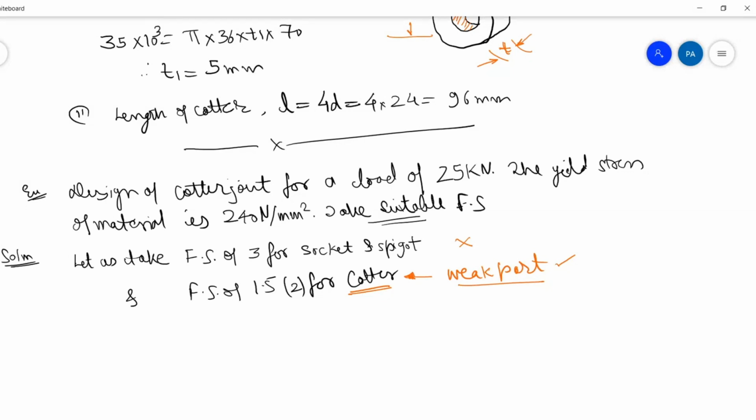I told you how a socket and spigot is manufactured, and I told you how a Cotter is manufactured. Cotter is just a taper waist shape part, so it's easy to manufacture and we can easily assemble it. It's just a matter of removing the old Cotter and putting a new Cotter. But if a socket or spigot has to be replaced, then the socket or spigot is connected to some other part. Then it is difficult to replace that failed socket or spigot as compared to Cotter. So we always design Cotter as the weaker part. And for that purpose, we are taking less value of factor of safety for Cotter.